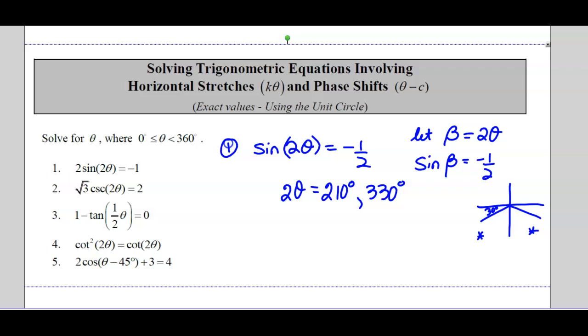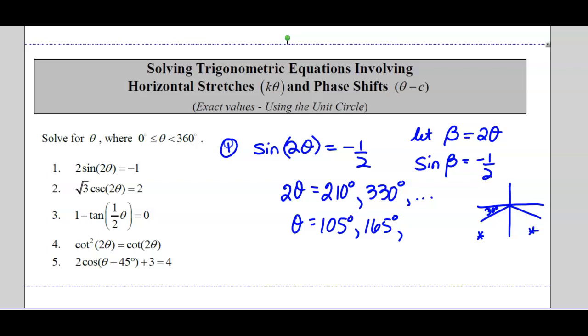But there are more, right? What happens when I divide by 2? I get 105, 165, and I will end up missing some. So remember, if you do a horizontal stretch by a factor of 1/2, then you're going to get twice as many cycles in 360 degrees, or 2 pi. So you want to do another rotation.